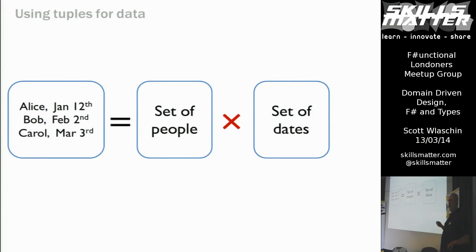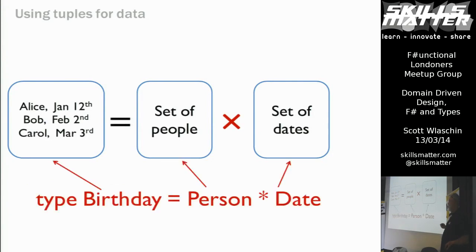So it's exactly the same thing. You multiply them together. If you're going to write it in F#, you'd say type birthday is person times date. That is the kind of code you'd actually see in an F# application. These are not low-level things like integers and booleans. These are real, high-level types that have been multiplied together to create a new high-level type. All right, so that's multiplication.